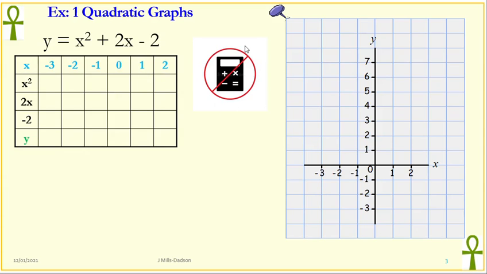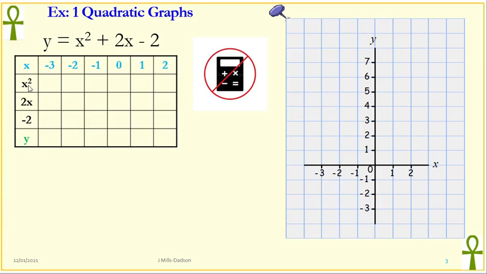And because I'm not going to use a calculator, I'm going to try to have a row for each of the terms. So I have 3 terms to make y: x squared, plus 2x, and minus 2. So each of the terms will have a row. That's what I've just done. And I'll just calculate each of the rows and sum them up vertically to give me my y.